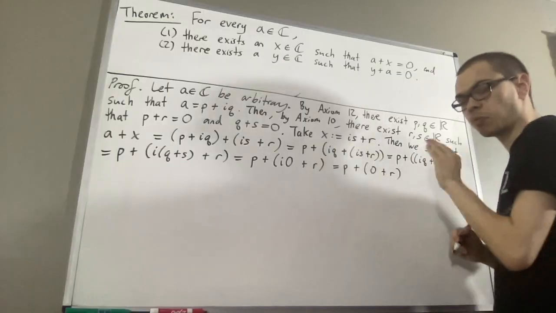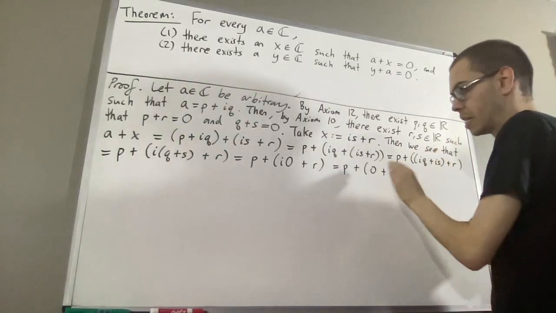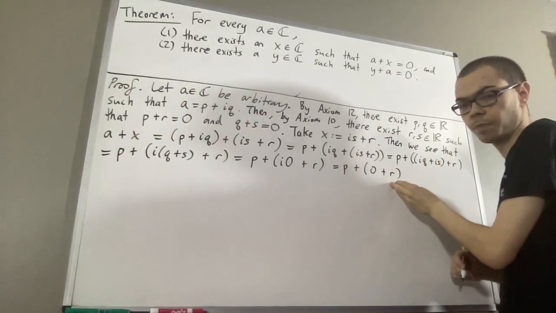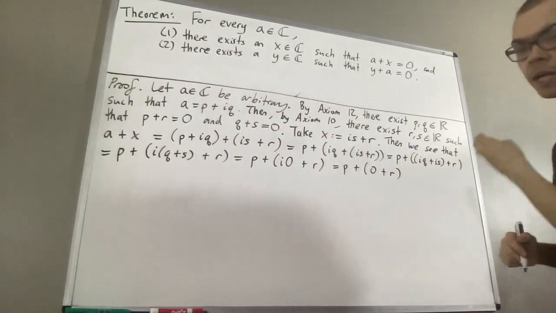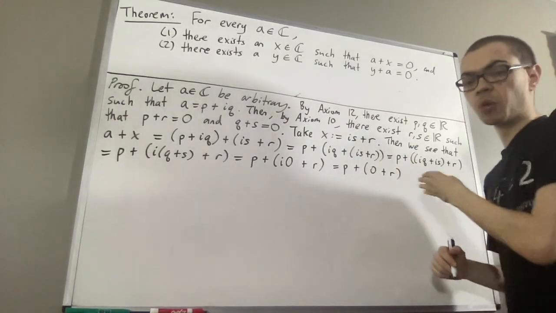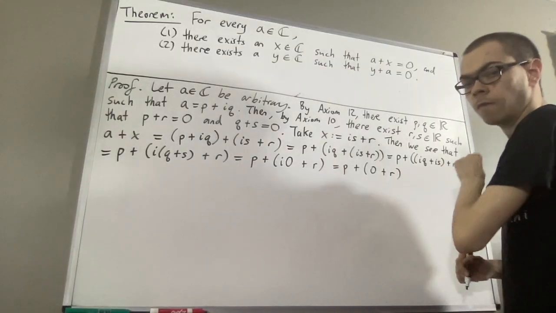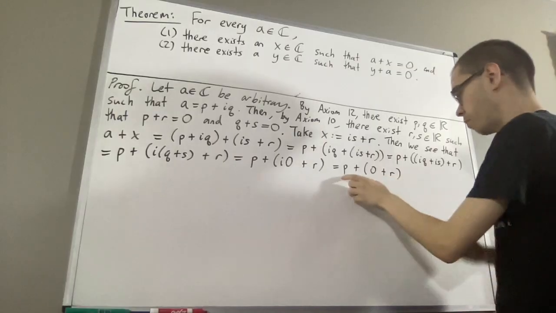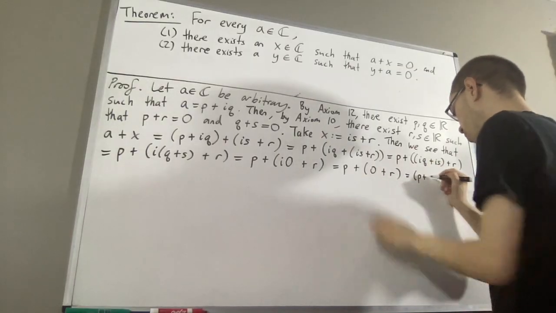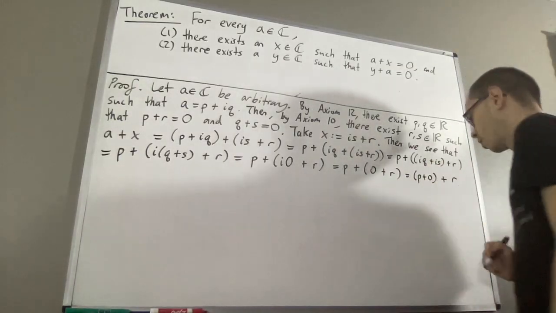Now we haven't yet proven that for every complex number a, 0 plus a is equal to a. But we have proven that for every complex number a, a plus 0 is equal to a. So what can we do here? Well, applying the associative law of addition, we can move these parentheses around p plus 0. So we have p plus 0 plus r.